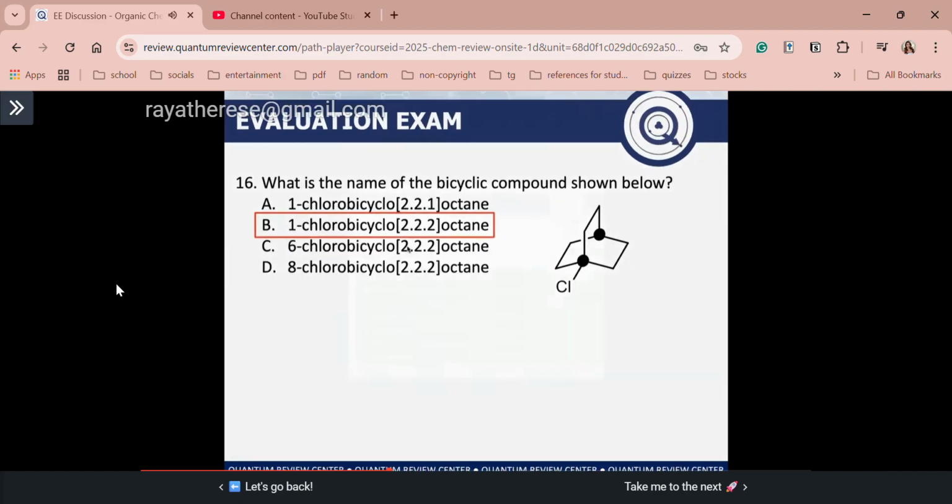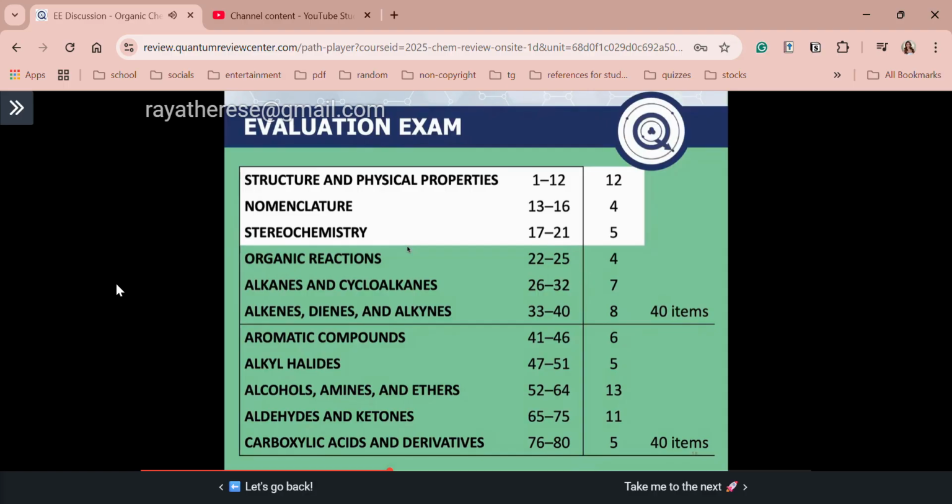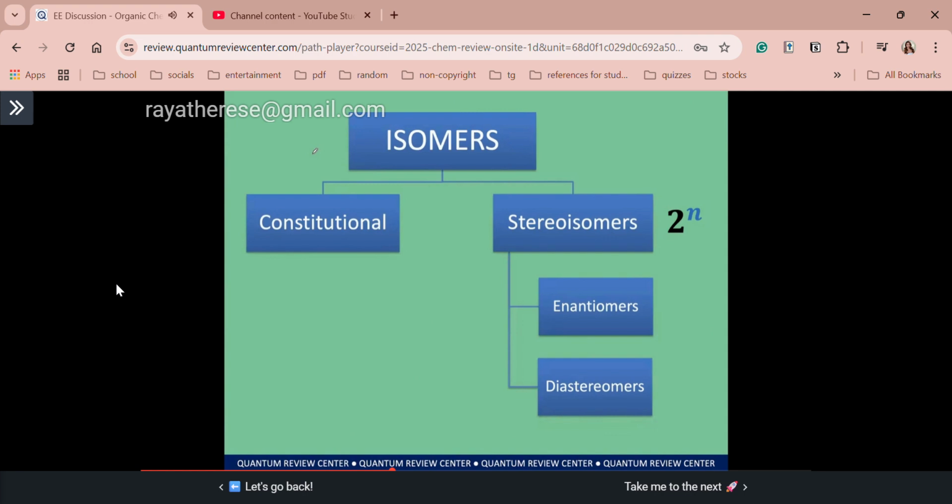Alright, so that's it for our discussion on nomenclature. Class, now let's proceed with stereochemistry. Five items for stereochemistry or stereoisomerism. Let's have a quick recap on our isomerism. Class, again, for isomerism we have two categories. Constitutional or structural: same molecular formula, different connectivity.